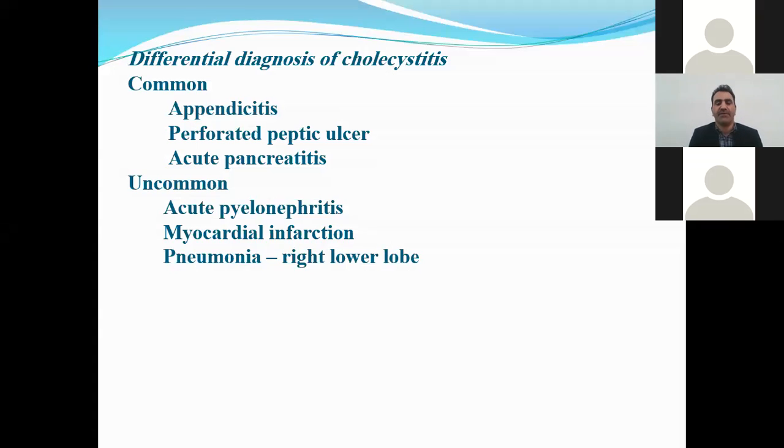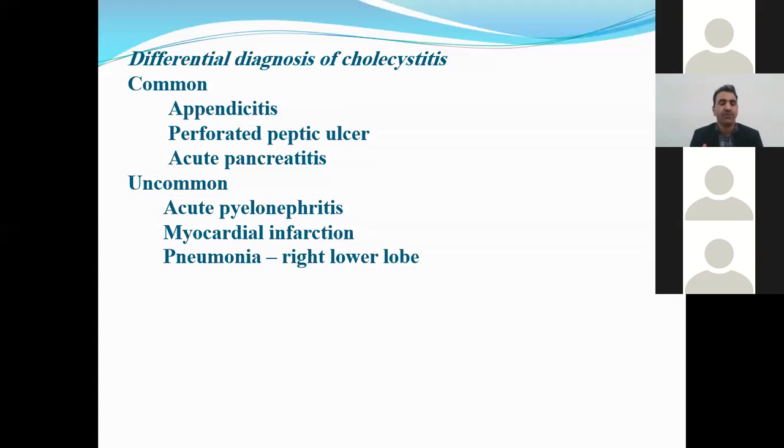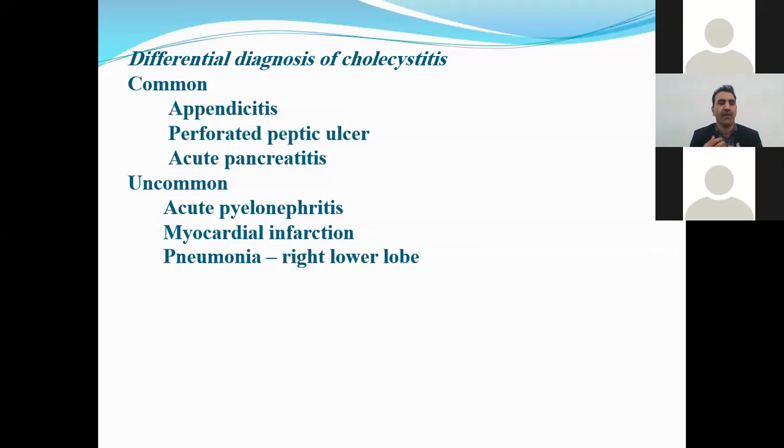Commonly, it should be differentiated from acute appendicitis, but it is very easy to differentiate acute cholecystitis from appendicitis clinically. Then it should be differentiated from perforated peptic ulcer. Also from acute pancreatitis. Uncommon differential diagnoses include acute pyelonephritis, myocardial infarction, as we said, and pneumonia, especially lower lobe pneumonia.